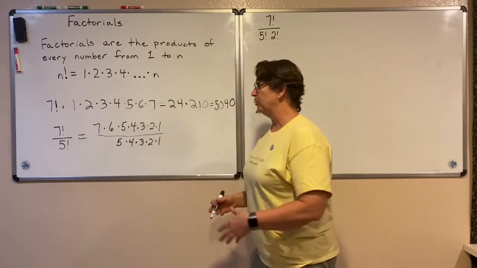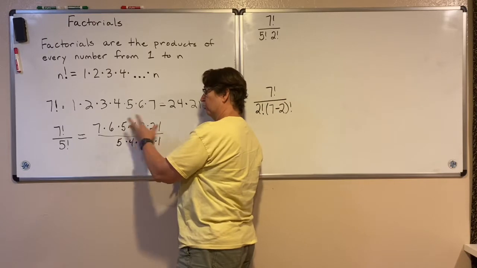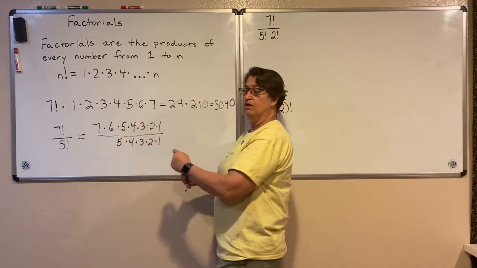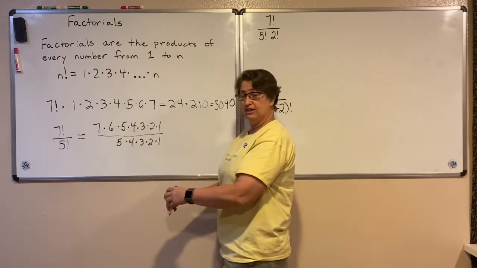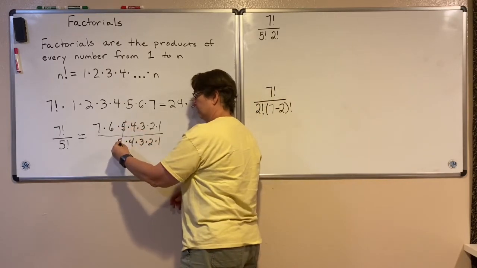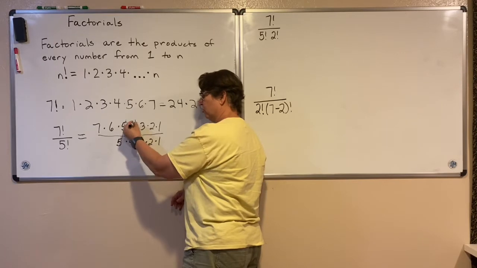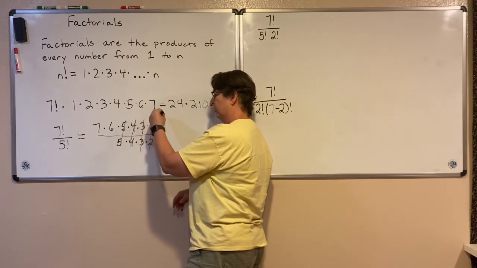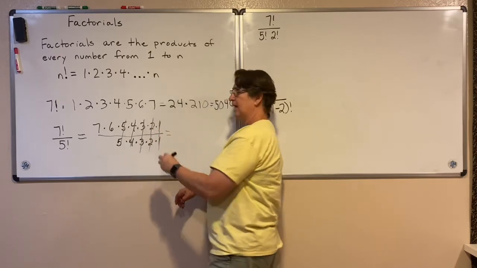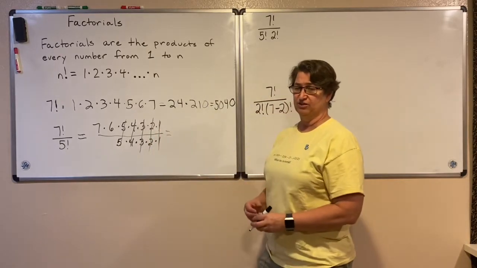Now notice when we have that 7 factorial over 5 factorial, here I have a 5 on top and a 5 on bottom. Those cancel, or they become 1. The 4 divided by 4 is 1. The 3 divided by 3 is 1. The 2 divided by 2 is 1. The 1 divided by 1 is 1. And I'm just left with 7 times 6.